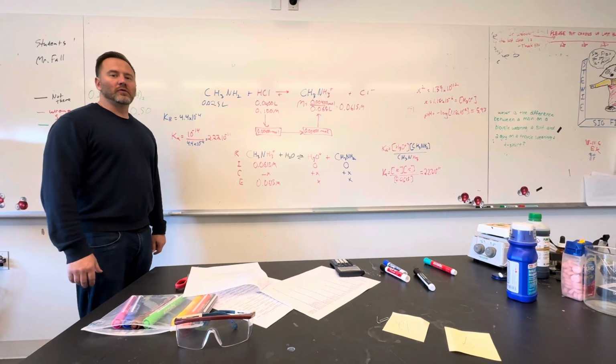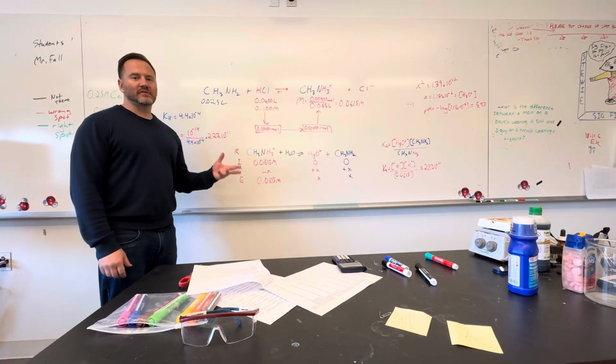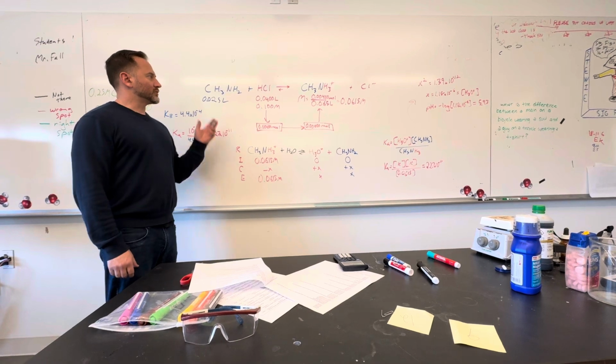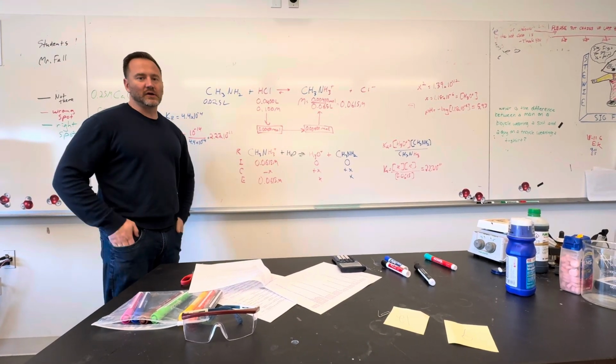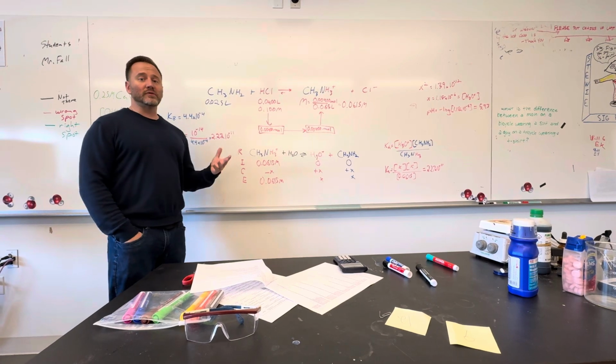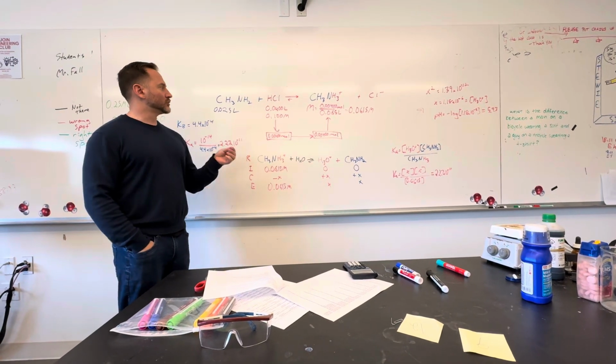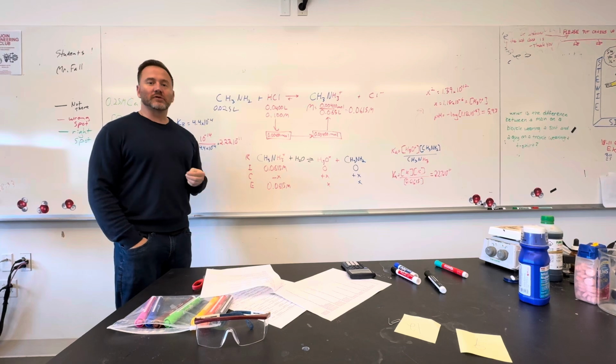In this video, we're going to go over number 36 on the review for the acids and bases, where we're doing a titration of methylamine with hydrochloric acid, and we're asked what the pH is at the equivalence point of the reaction. So the equivalence point is when we've stoichiometrically neutralized a base with an acid or vice versa.